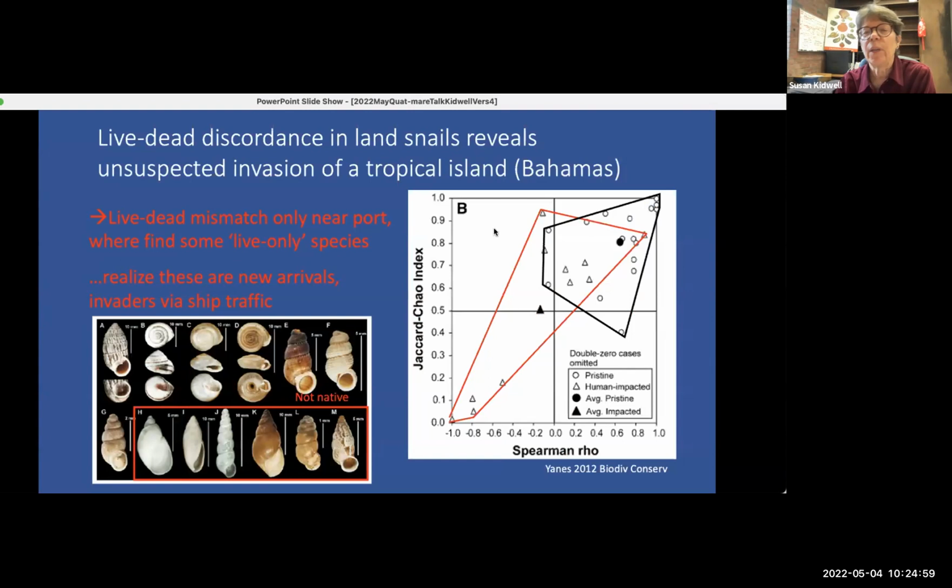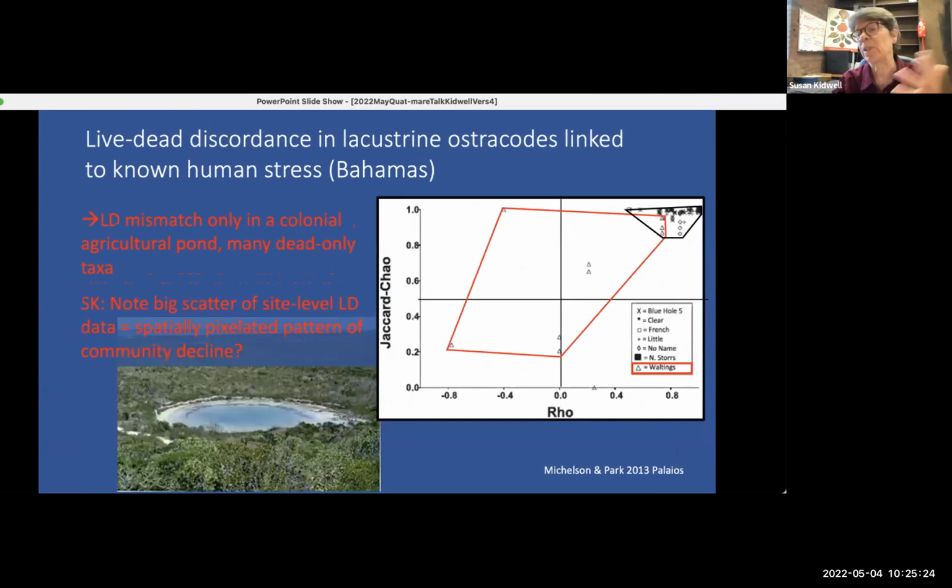And she found that she had a couple sites where she did have very low live dead agreement. And when she looked more closely, she found that this was because of some live only species. When she zoomed in, it turned out that those were new arrivers. They were invaders. And so these were previously unsuspected arrivers. This has been tested in a bunch of ways, well, here's another test.